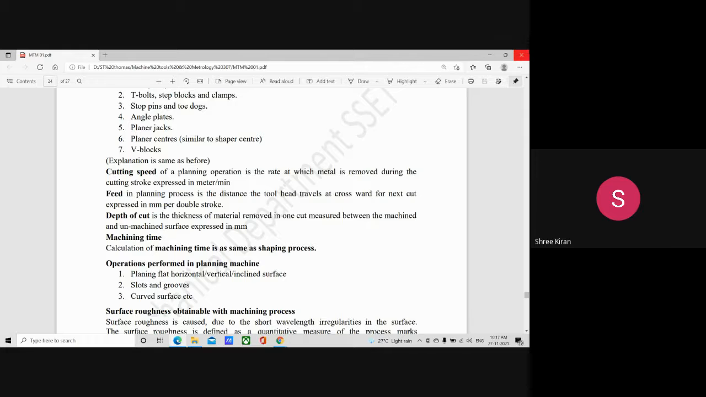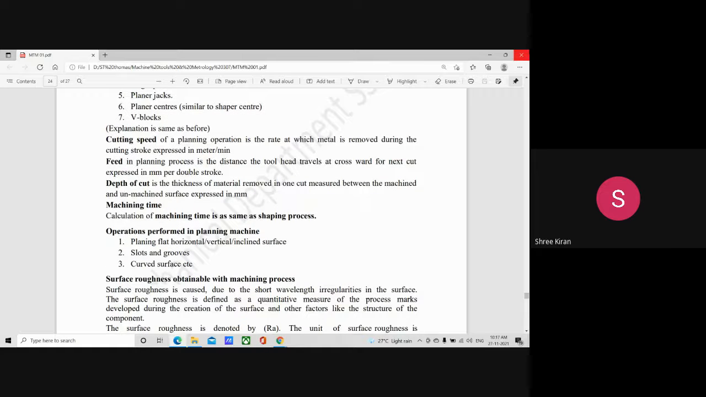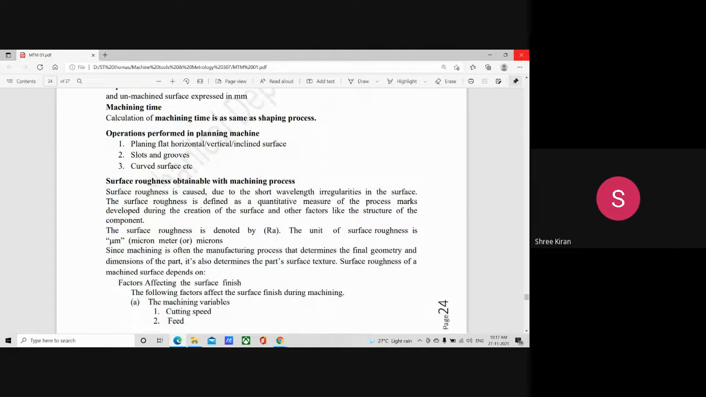Then the calculation of machining time is the same as that of the shaping process, but the planer can carry out heavy work operations when compared to a shaper. Then we are telling of the operations performed in the planing machine: plane horizontal, vertical, inclined surfaces, slots and grooves, and curved surfaces, which we have already discussed in the earlier portions.